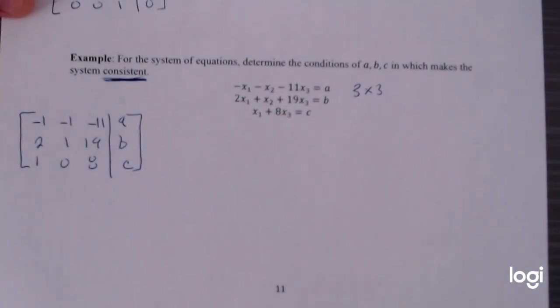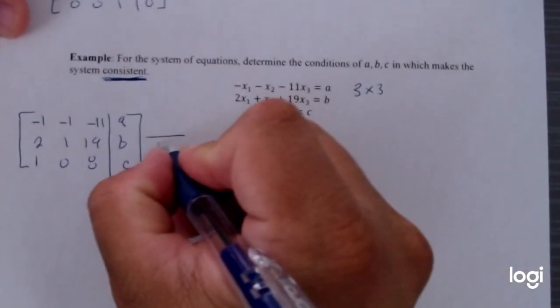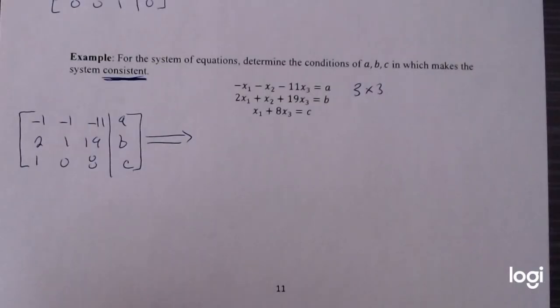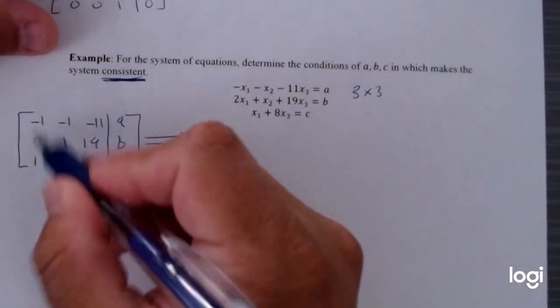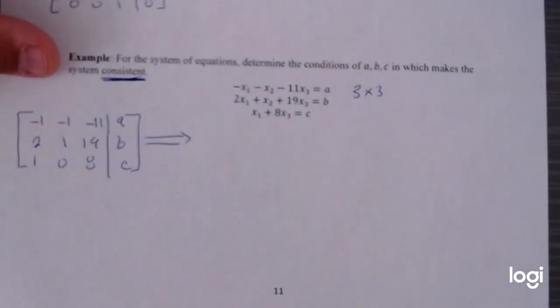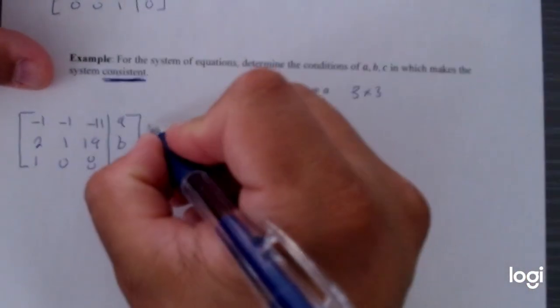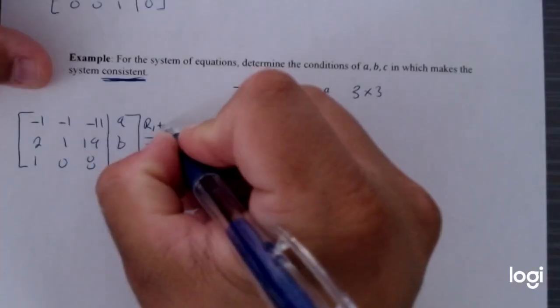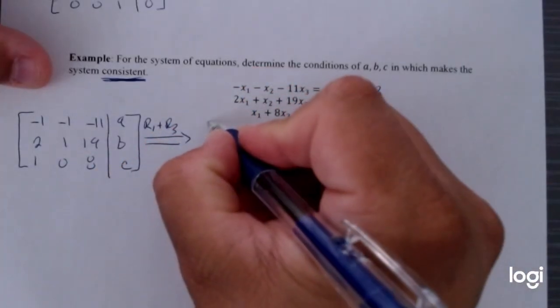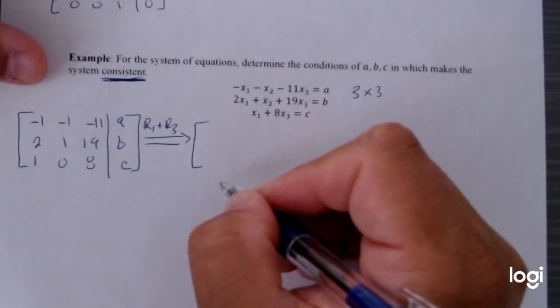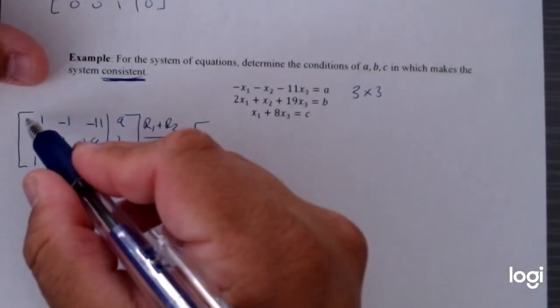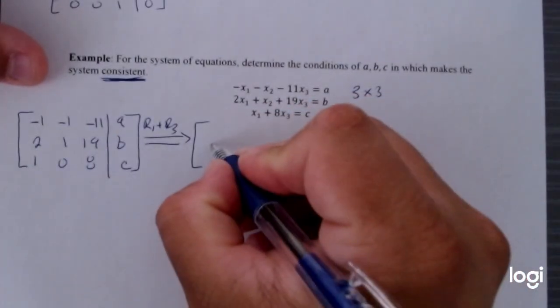Okay, so it looks like I just subtract these around, so that's what I'll do. So I'll do row 1 plus row 3, and you know what, just for fun, I'll put the result in row 1.